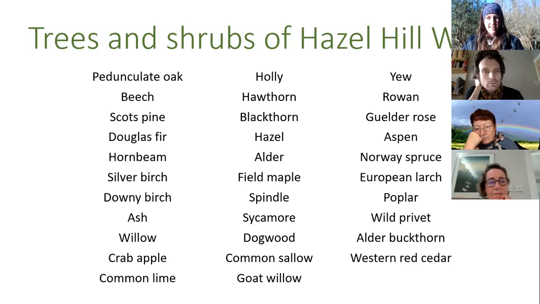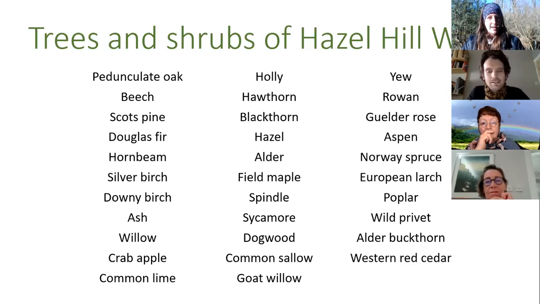So, here is a list of the trees and shrubs of Hazel Hill Wood. I'm just going to call them trees from now on because it's easier. Shrubs are just basically smaller trees or woody plants. I think it's pretty impressive that we've got this many trees in such a small site, 70 acres. And most of them are native. The fact that they're native is good from a wildlife conservation perspective because other species have had thousands of years to co-evolve with the trees and in some cases become completely dependent on a single species.